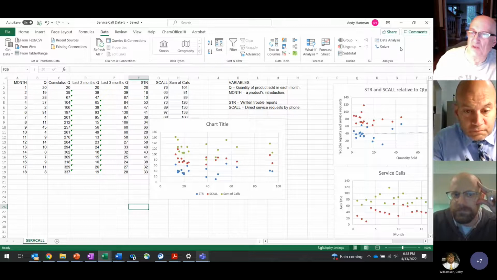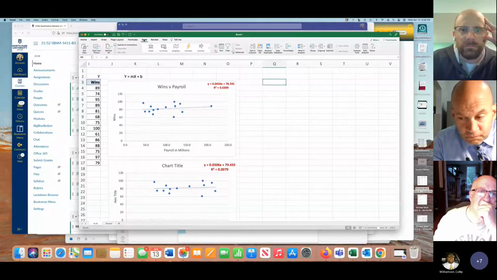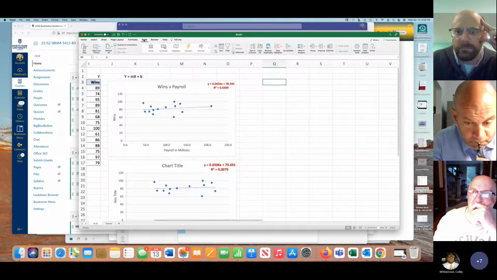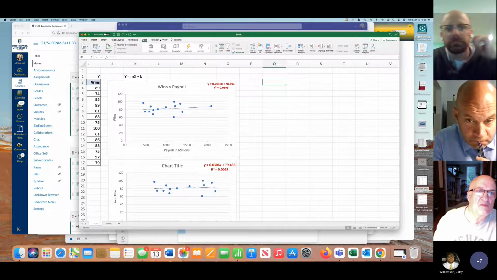Let's go back to my screen. I'm using a Mac right now. So if I go here, I'm not exactly sure how to do this. I forget all the time, because once I do it, there's no need to remember. Page layout, insert, draw, review.